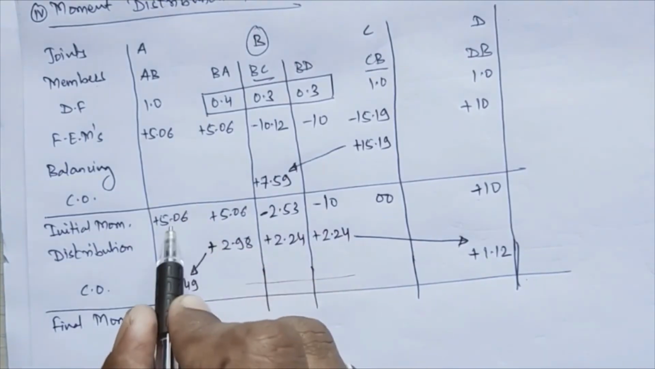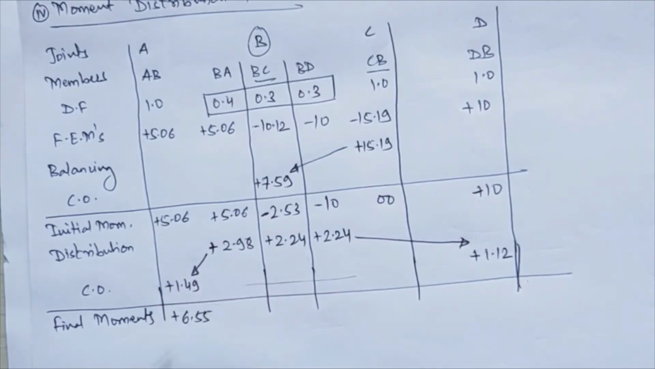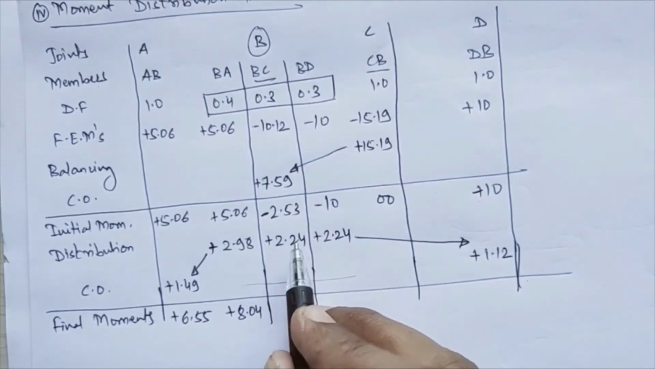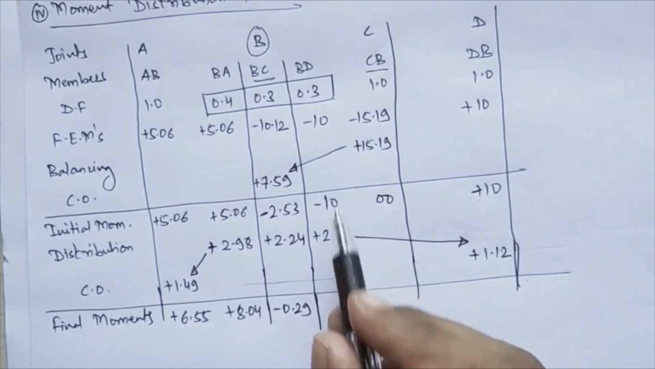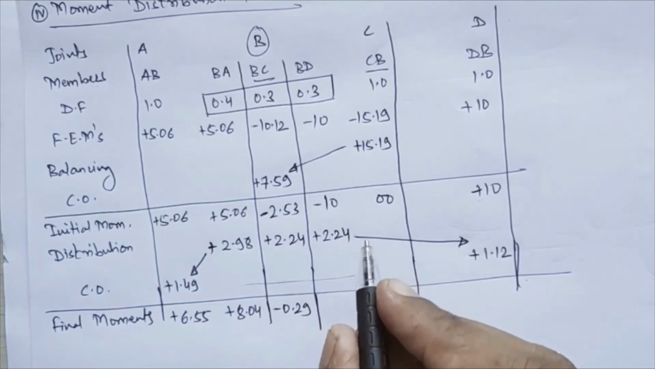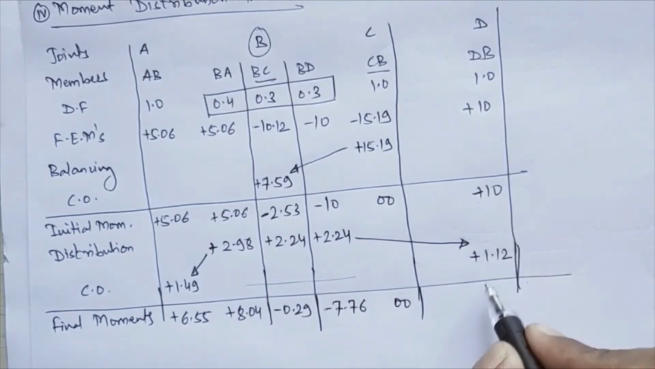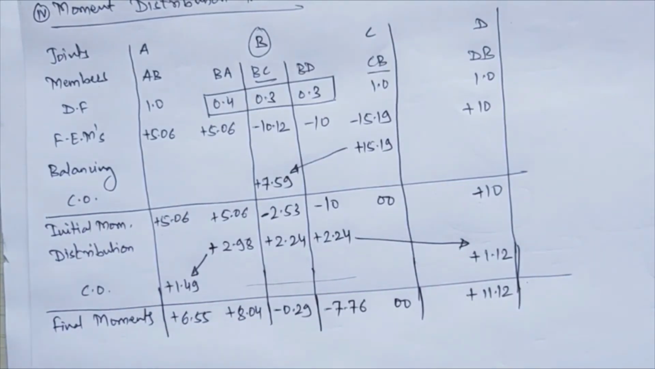So the final moments: plus 5.06 plus 1.49 gives plus 6.55. Next, 5.06 plus 2.98 gives almost plus 8.04, your decimals will vary. Minus 2.53 plus 2.24 gives minus 0.29, almost 0. Next, minus 10 plus 2.24 gives minus 7.76, and the last value is 11.12. So these are the final moments we obtain at each joint, that is, the support moments.